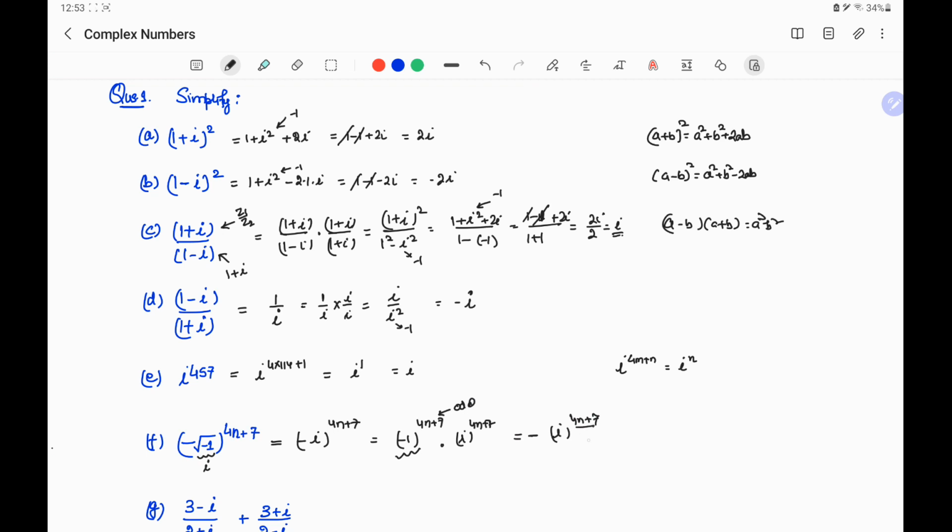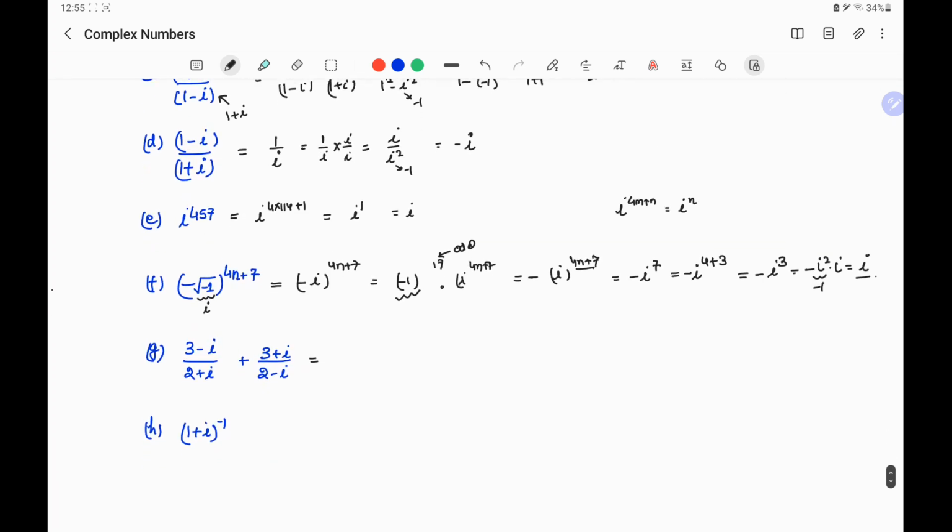And this i raised to 4n + 7 can be simplified as i raised to the power simply 7, using the property which we have already discussed. Further we can write it as i raised to the power 4 + 3. Simply it can also be written as minus i raised to the power 3, and it can be written as minus i² into i. This i² is -1. So minus minus plus, and finally the answer is i.